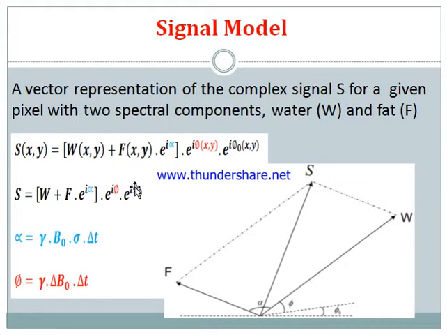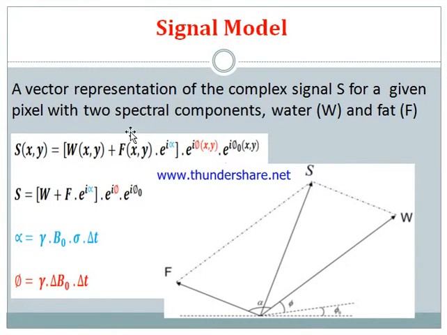Before discussing how Dixon technique is used to solve the issue of field inhomogeneity, I want to explain about the signal model that we will be dealing with. Firstly, a fundamental assumption of Dixon technique is that water and fat are the only two signals contributing to chemical species in the object to be imaged.